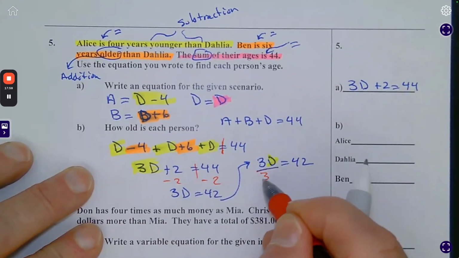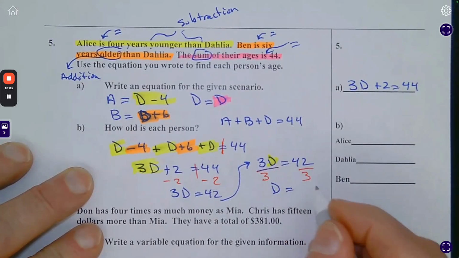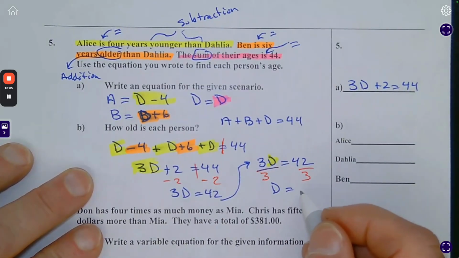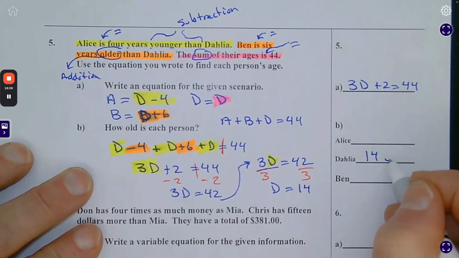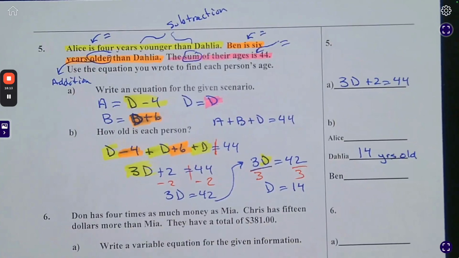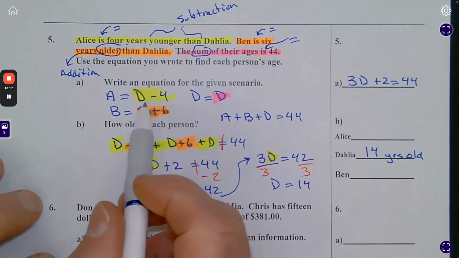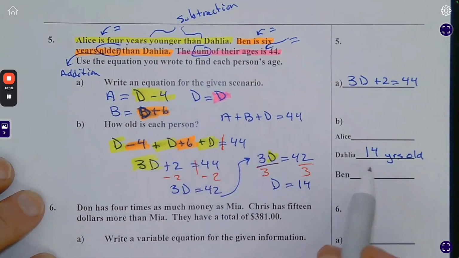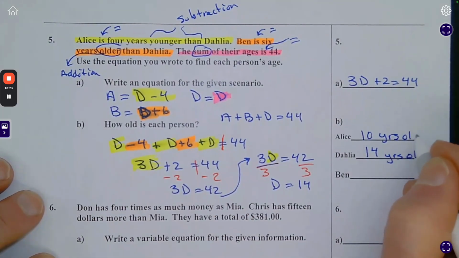Use red. So Dahlia, 42 divided by 3. Is that 14? I think it is. Dahlia's 14 years old. And let's go ahead and put in that unit of measurement for full credit. I don't want to take a half point off because you forget that. Okay, now Alice. Alice is Dahlia's age minus 4. So 14 minus 4 is 10 years old.